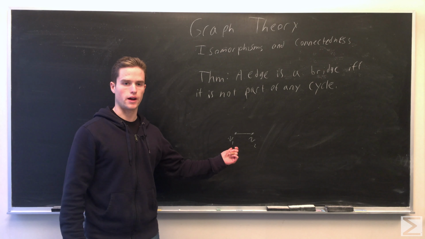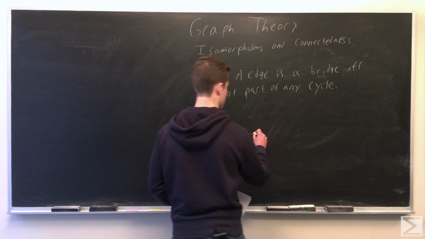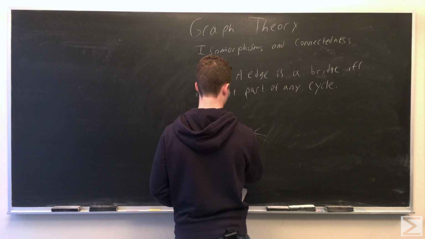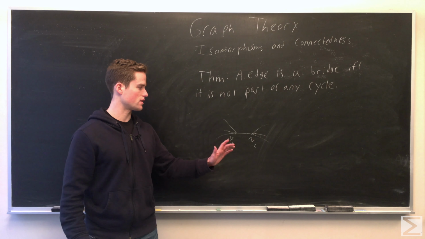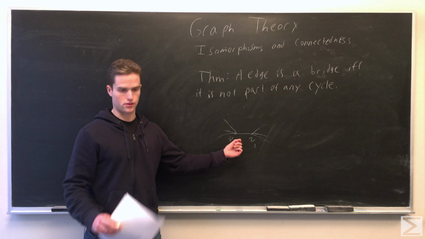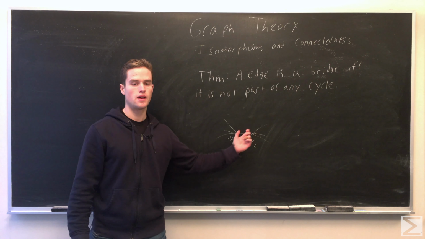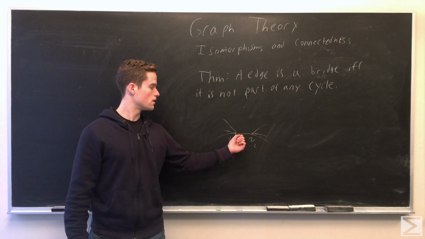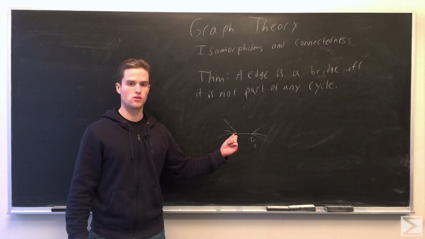Now if we assume this edge between two vertices, and there's something going on with the graph outside, we assume these two vertices are not part of any cycle. We're going to remove the edge, and let's say this graph is still connected. So if we take V1 and V2, there's still some path between these two.